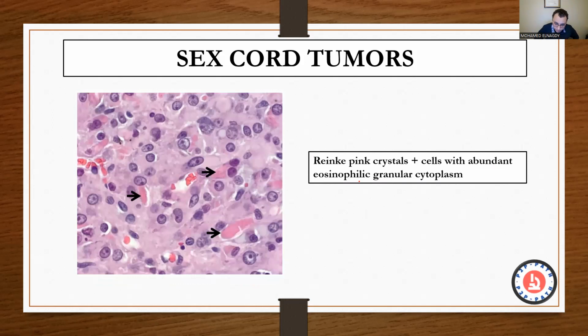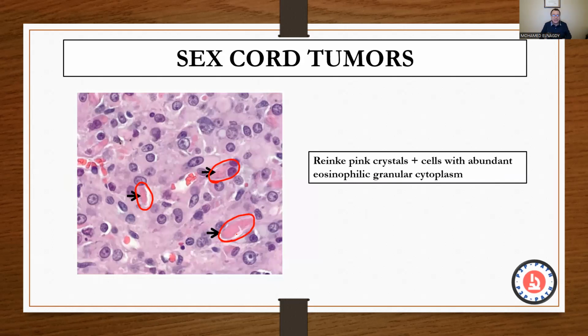Sex cord tumors, as we mentioned before, include Leydig cell tumor, which I'm explaining here. I'll show you the key feature that you need to look for. It also includes the Sertoli cell tumor and others. So let's look at the Leydig cell tumor first. The key microscopic feature in the Leydig cell tumor, which is always there in all the Q-bank pictures, is having these crystals.